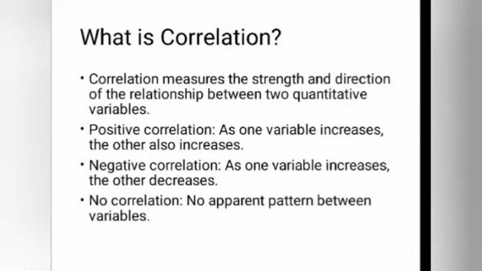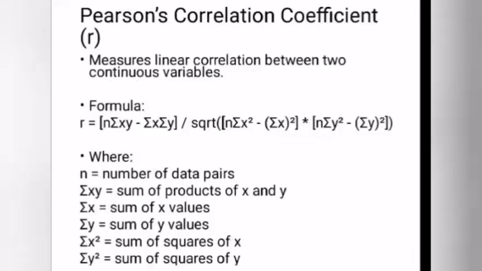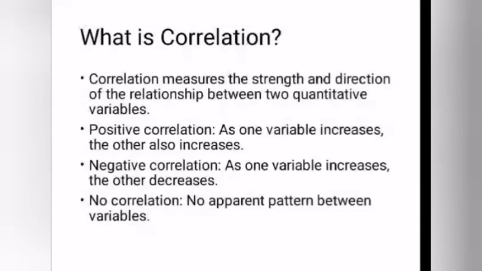Then no correlation is when there's no pattern between the two variables, no relationship between both of the variables. So that's for correlation. When it's positive, one variable is increasing and the other is increasing. That's mutual. Then negative correlation, as one variable increases, the other decreases. No correlation, no apparent pattern. There's no relationship between the variables.